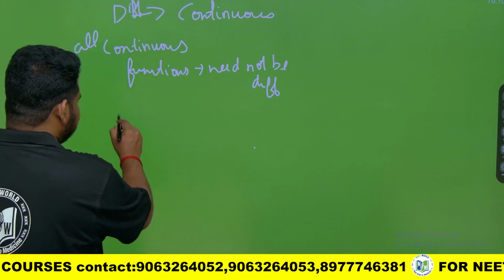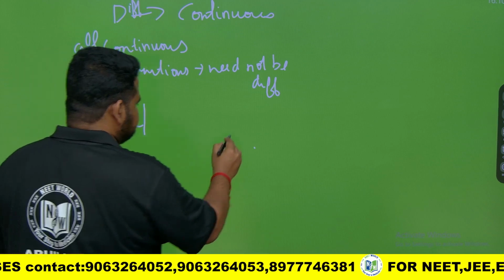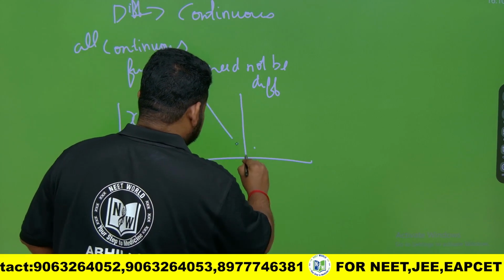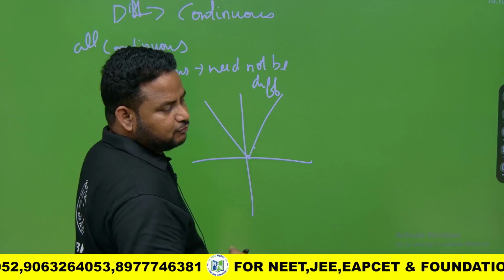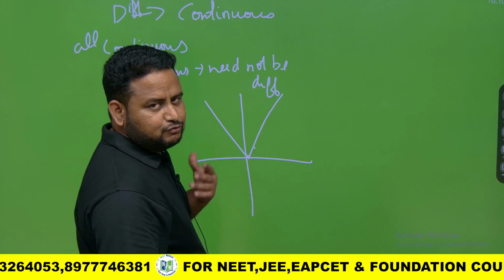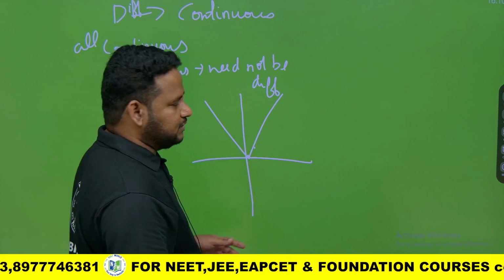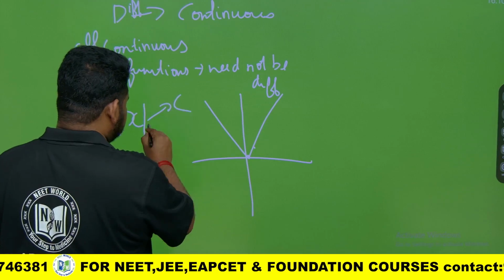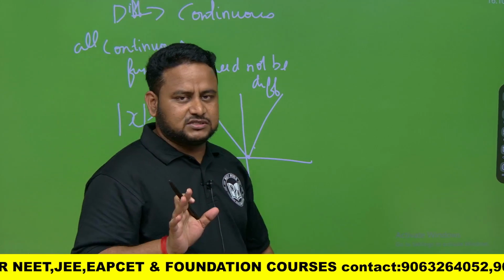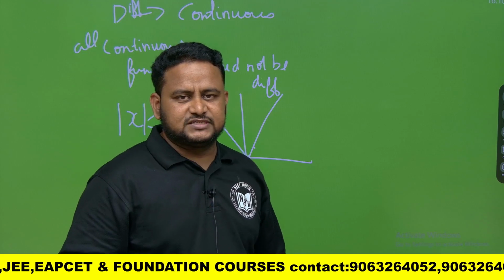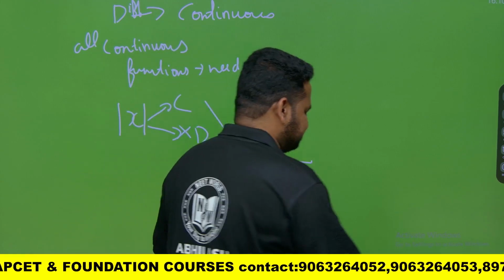For example, if I say mod x, the curve will be like this. At x is equal to 0, at the origin, it will have two tangents. That means it does not have a unique tangent, so it is not differentiable. Mod x is continuous, but it is not differentiable. Like this you have to understand. All differentiable functions are continuous, but the converse is not true. You remember it like this. Fine. Next one.